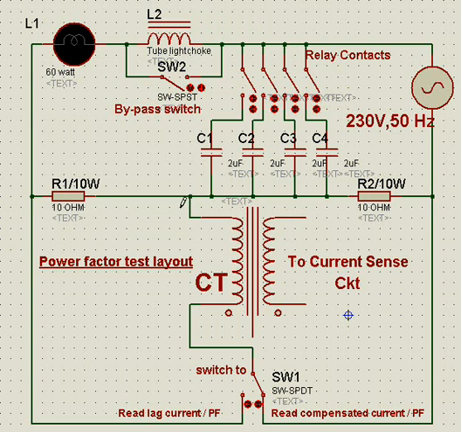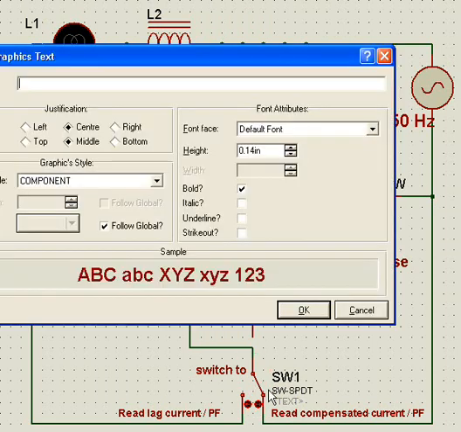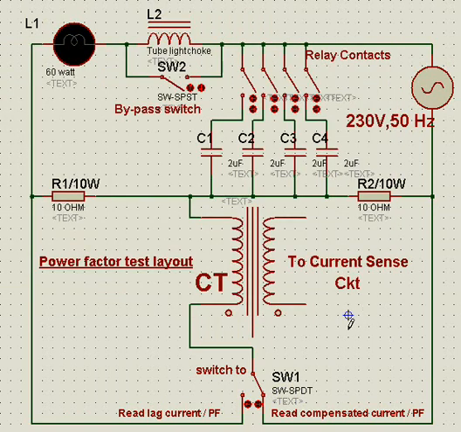So the arrangement would be that we connect the SPDT switch to this position, so that when the current flows, the CT is connected between this and this point, and whatever voltage drop is here is picked up by this CT, and it develops a correspondingly higher voltage here, and this voltage goes to the current sense circuit.